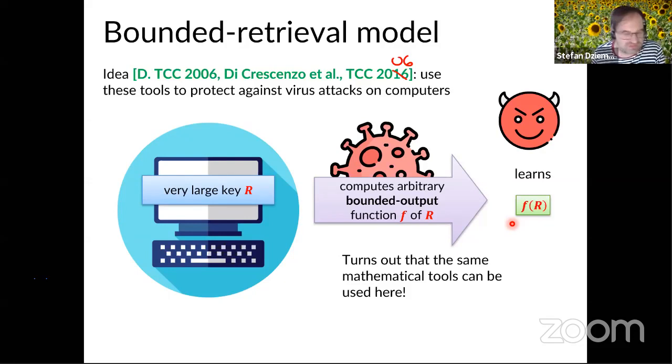It has nothing to do with satellites and information-theoretic encryption, yet you can use the same mathematical tools, and in particular extractors and all these facts about entropy in this area, to construct schemes that are secure against virus attacks, assuming that you are willing to devote large disk space for the secrets. Okay. So that was the bounded retrieval model.